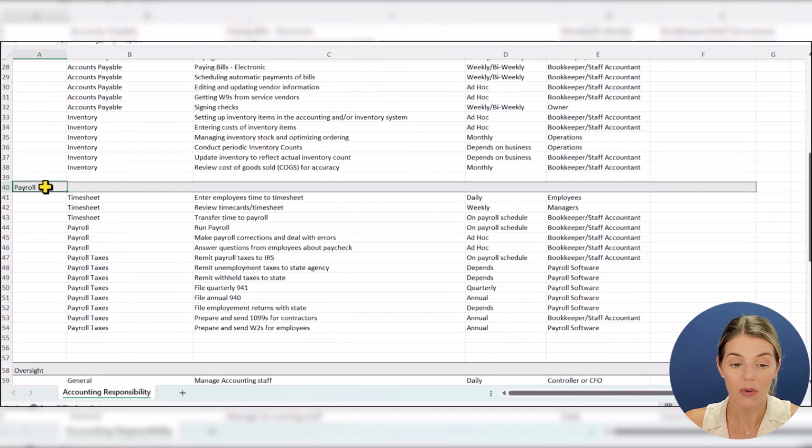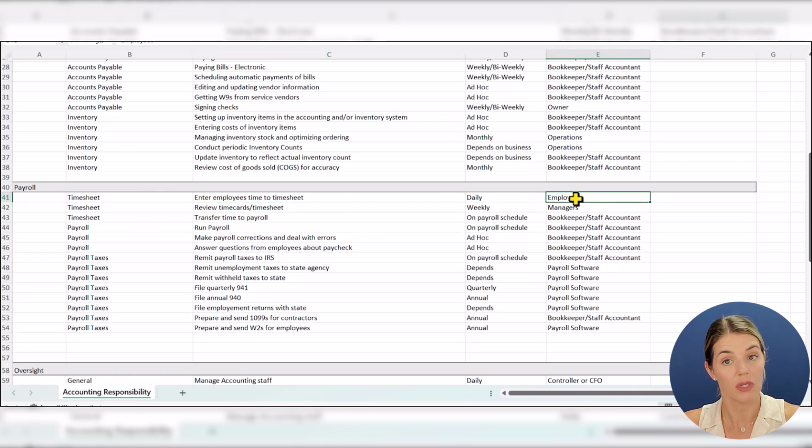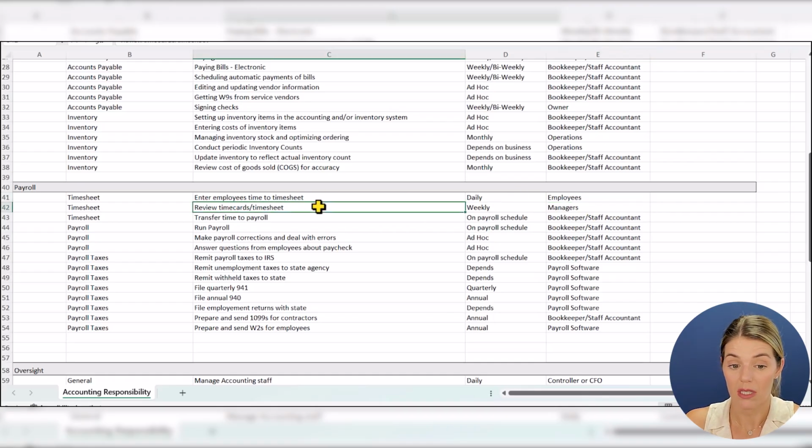And then for payroll, we have things like timesheet management. So enter employee time into timesheets. Is that the employee's job? Is that somebody else's? We recommend that being the employee's job. Daily. Who reviews the time cards and timesheet?